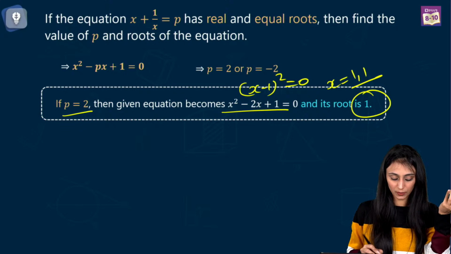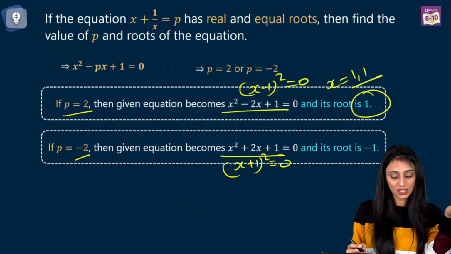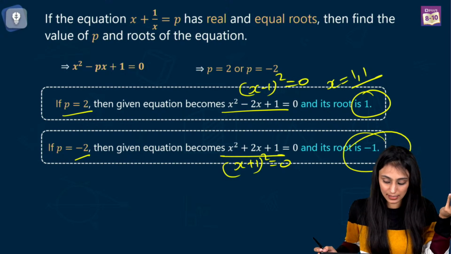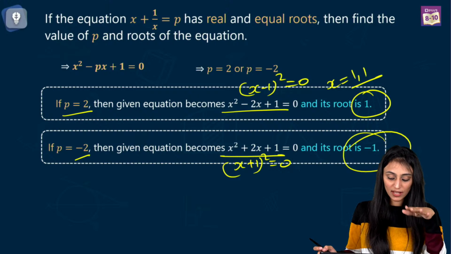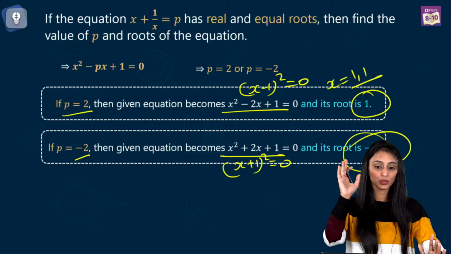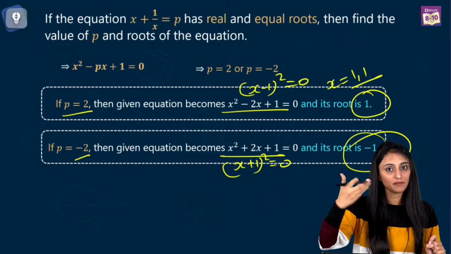So root is 1 over here, right? And if p is minus 2, you get this equation. So this is actually x plus 1 whole square equal to 0. Again, roots are identical, so root is minus 1 in this case. Right? Correct. 2 and minus 2, that's the value of p. So I hope that everybody has understood this question, how to find out the roots. First you put the value of p, then depending on the different values of p, you get the value of roots.